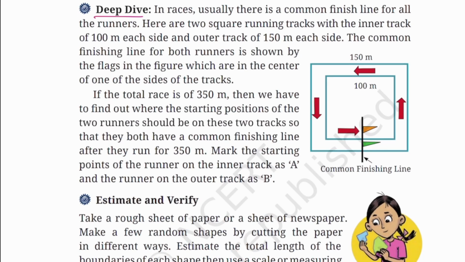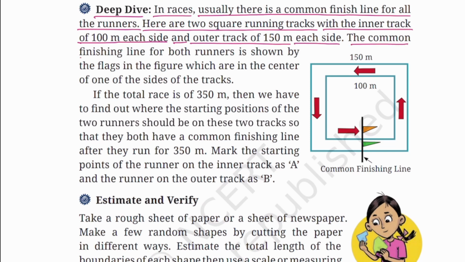Deep dive. In races, usually there is a common finish line for all the runners. Here are two square running tracks with the inner track of 100 meter each side and outer track of 150 meter each side. The common finish line for both runners is shown by the flags in the figure, which are in the center of one of the sides of the tracks.